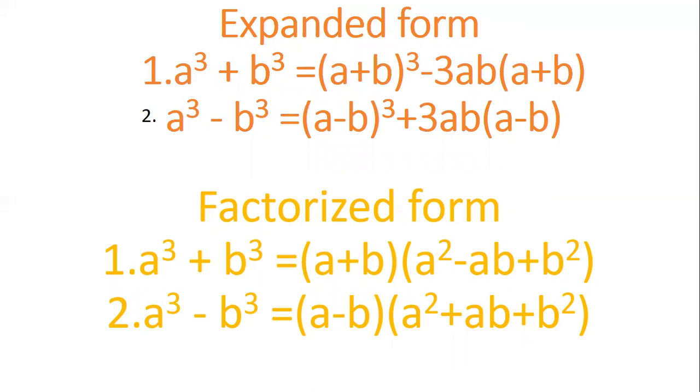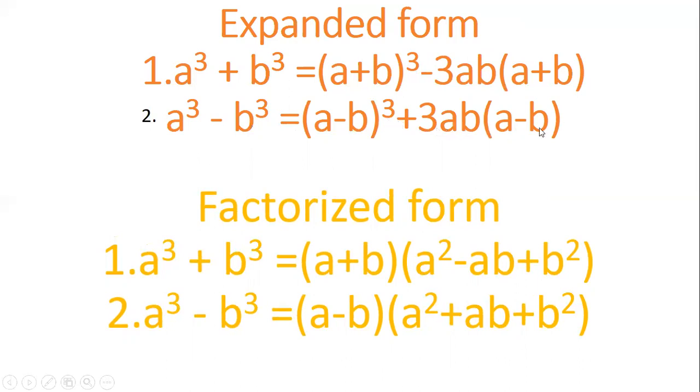Expanded form of a cube plus b cube is equal to (a plus b) whole cube minus 3ab(a plus b). Expanded form of a cube minus b cube is equal to (a minus b) whole cube plus 3ab times (a minus b).